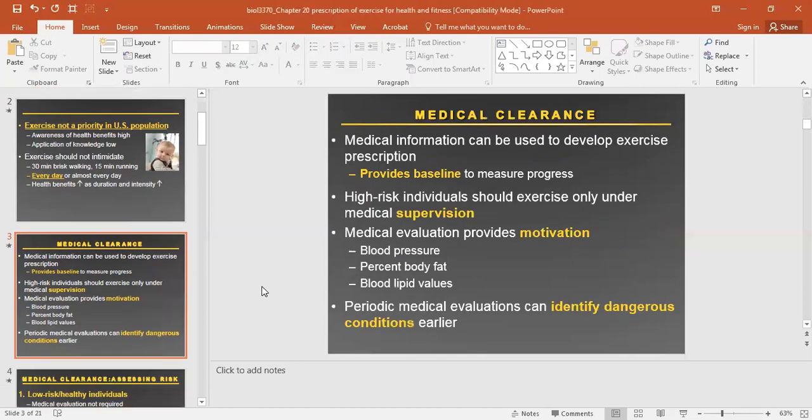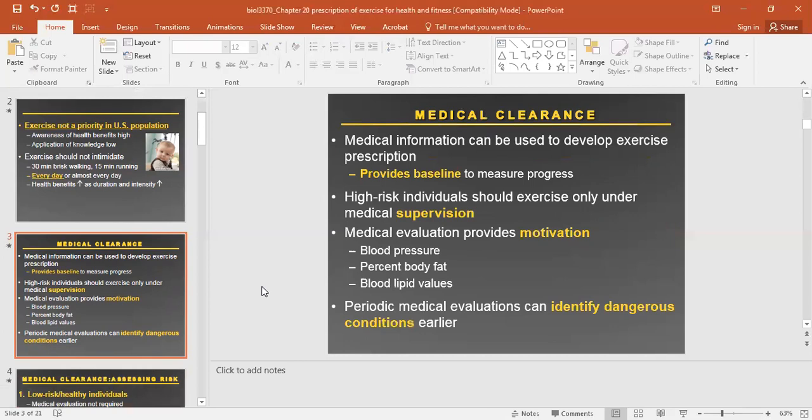There we go. Before you prescribe exercise to anyone, if you are unaware of their current overall health, one of the best things and one of the most recommended things that you can do is obtain or measure some physiological parameters to obtain medical clearance.